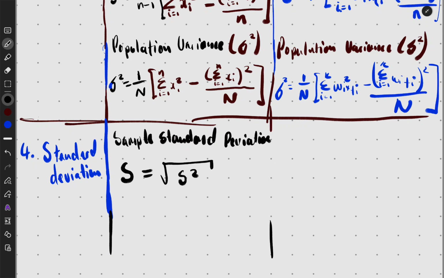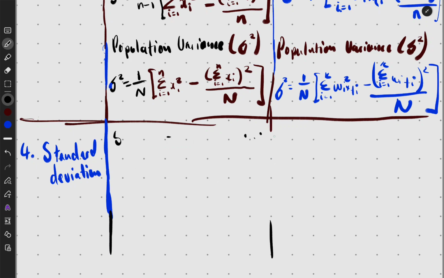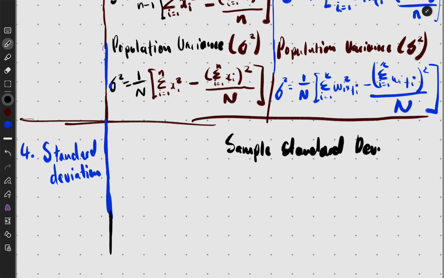And remember, this is going to be working for both, both grouped and ungrouped. So we can just say sample standard deviation. It's the same for both of them. Whatever way you found your variance, to now find the standard deviation, you just square root it.